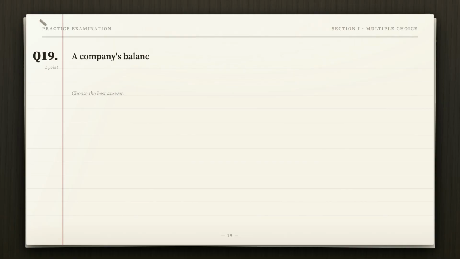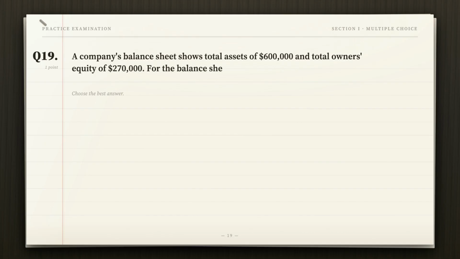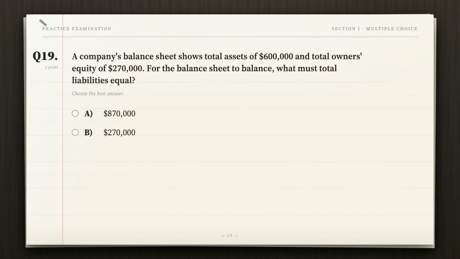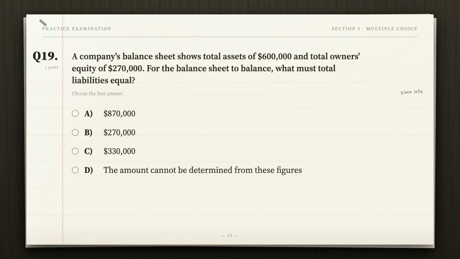Question 19. A company's balance sheet shows total assets of $600,000 and total owners' equity of $270,000. For the balance sheet to balance, what must total liabilities equal? Your options are A. $87,000, B. $270,000, C. $330,000, D. The amount cannot be determined from these figures. Before I reveal it, which one do you think is right?